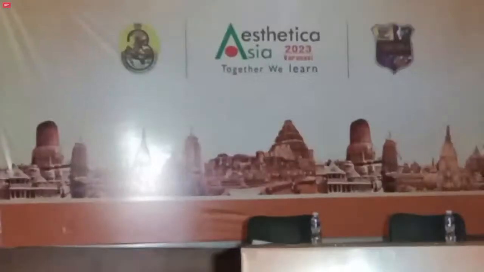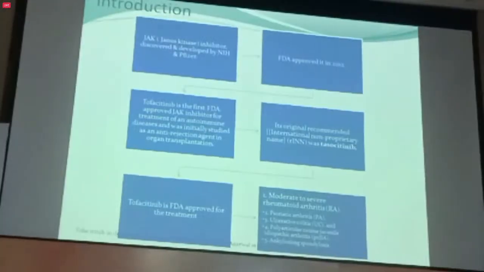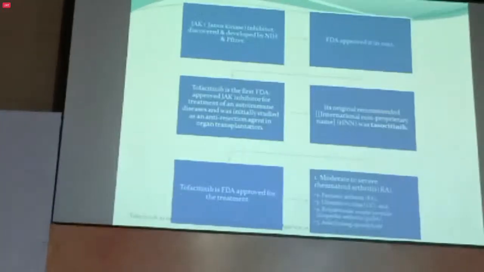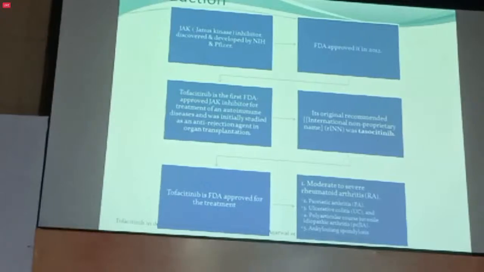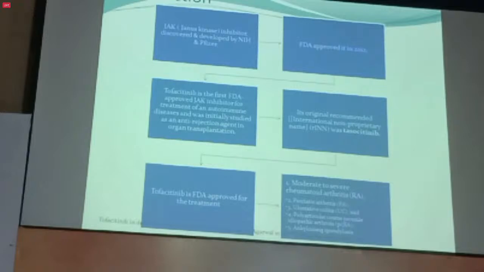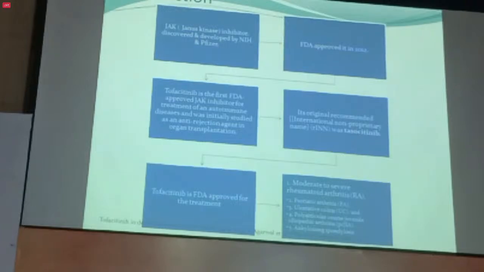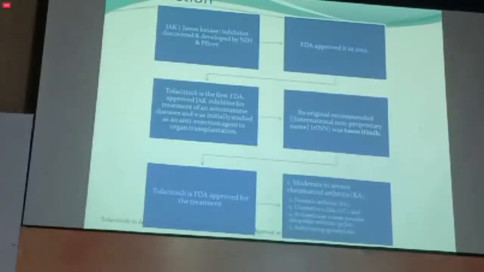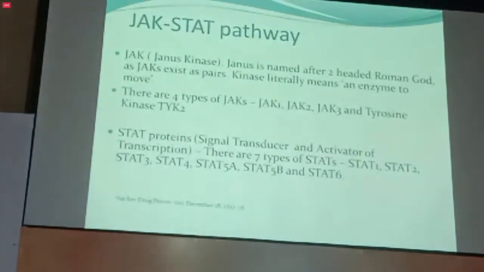So JAK inhibitors were discovered and developed by NIH and Pfizer. It was FDA approved in 2012. Tofacitinib is the first FDA approved JAK inhibitor for treatment of autoimmune disease and was initially studied as an anti-rejection agent in organ transplantation. It was initially called CP-690550. Tofacitinib is FDA approved in the treatment of moderate to severe rheumatoid arthritis, psoriatic arthritis, ulcerative colitis, polyarticular course juvenile idiopathic arthritis, and ankylosing spondylitis.